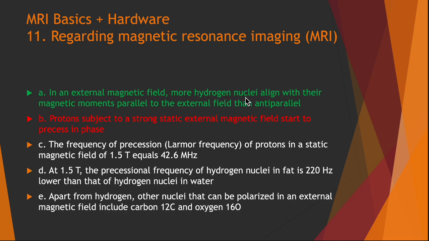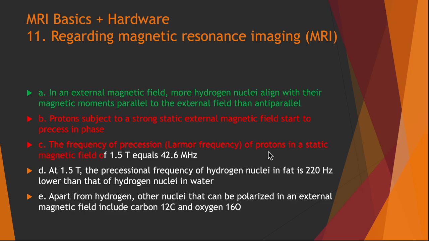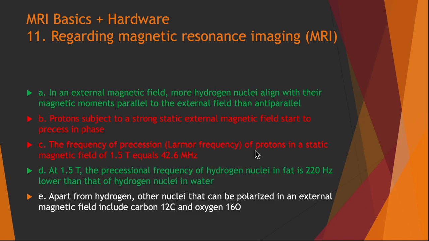The frequency of precession, that is the Larmor frequency, of protons in a static magnetic field of 1.5 Tesla equals 42.6. The answer is false. Now this is the precessional frequency at 1 Tesla. So at 1.5, you will have to multiply 42.6 by 1.5, so it will come to 63.9 approximately.